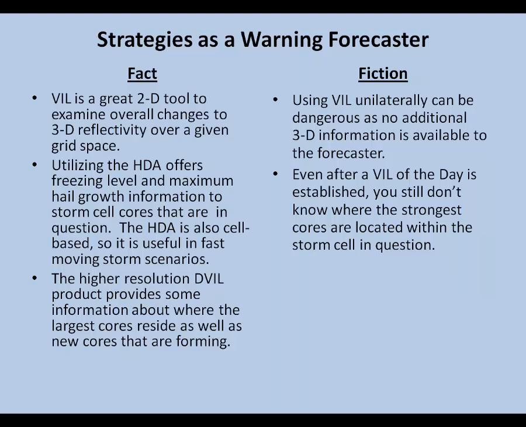Another important point is, even after the VIL of the day is established, you still don't know where the strongest cores are located within the storm in question. So let's say you establish that your VIL of the day is 50. You have a storm that's 55, but the storm cell is 55 because most of the core is below the freezing level. Well, does that mean there's hail in the storm? Maybe, maybe not. So you still have to question even after you've established your VIL of the day, because VIL is a two-dimensional product. So you don't know what the core looked like. You have to do some further examination on it.